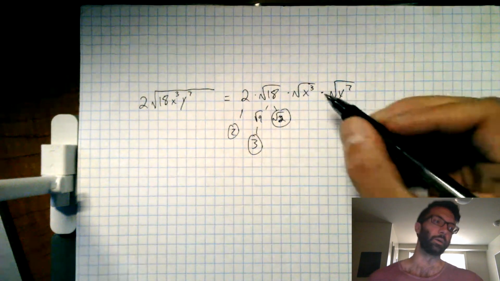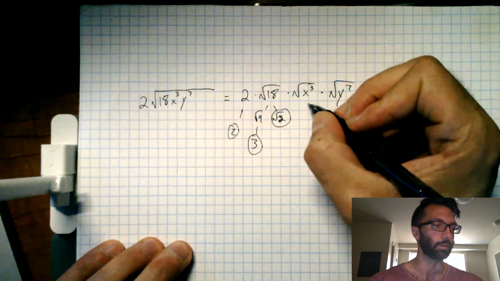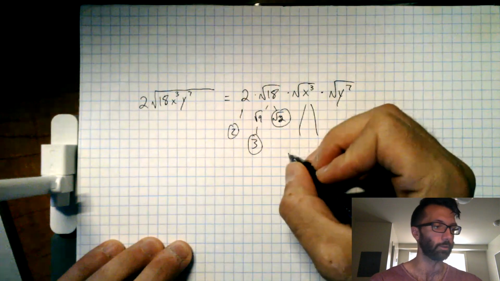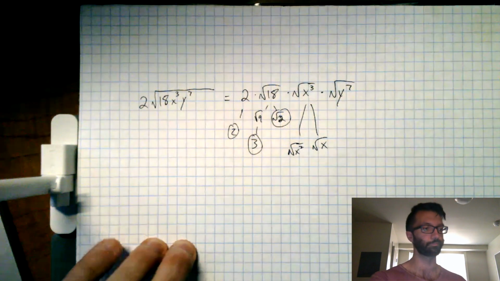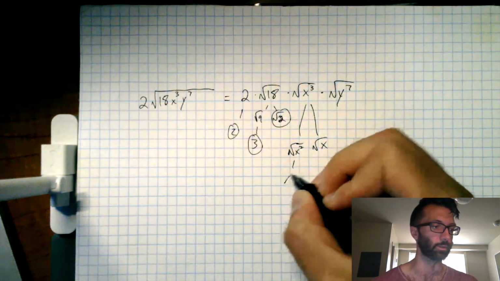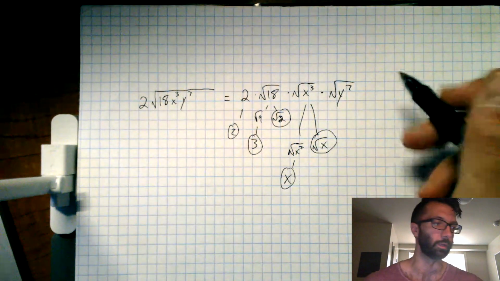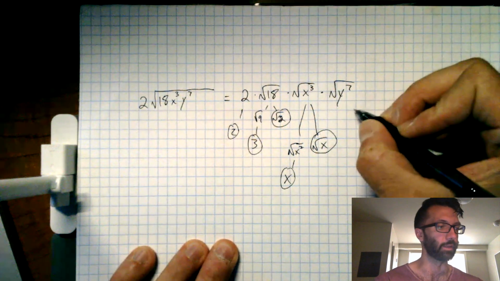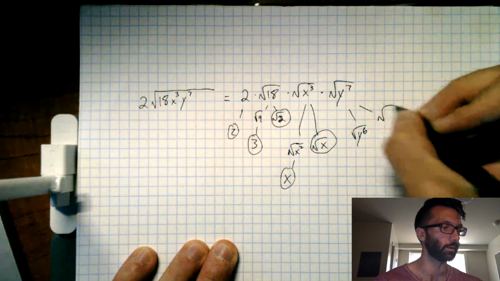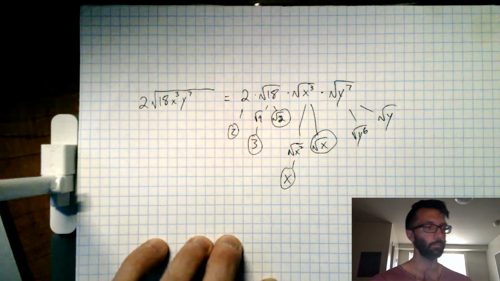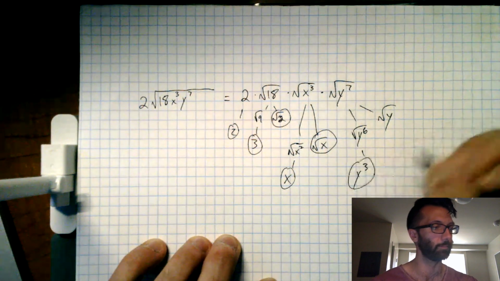Okay, now here I don't know what the square root of x to the 3rd is, but I can break this down into the square root of x squared times the square root of x, and I know that the square root of x squared is just x. Okay, and then similarly for my y to the 7th, I can break that down into the square root of y to the 6th and the square root of y. And I know the square root of y to the 6th is y to the 3rd.